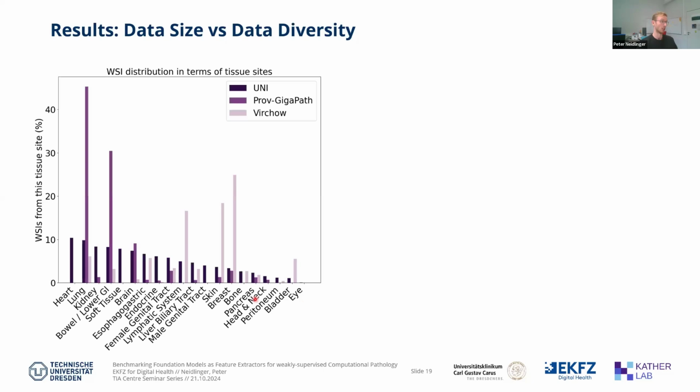categories. Whereas for Prov-GigaPath, it's over 40% lung and 30% bowel. And for Virchow, it's also mainly these 4 tissue sites that were used. And that seems to correlate with the performance. It's always better if it's more equally distributed.